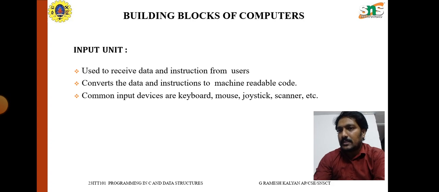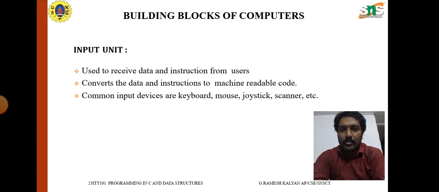So first one is the input unit. As we know, the input unit in a computer is used to receive data and instructions from the user. It converts the data and instructions to a machine readable code. So we, the users, give some input. For example, if it is a coding part, we are giving an input to the system, and the particular coding process is carried out, and finally we get some output. So this is the process.